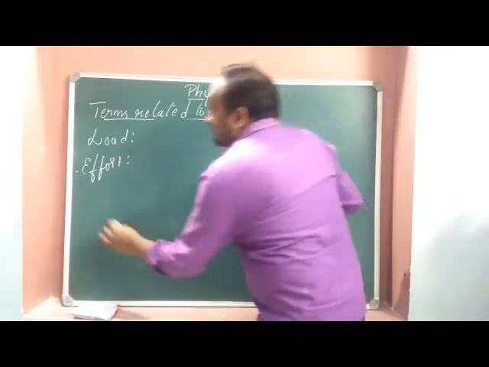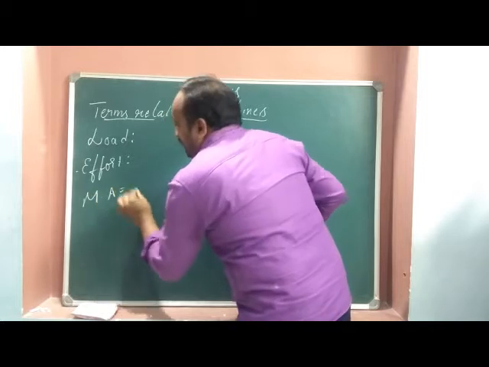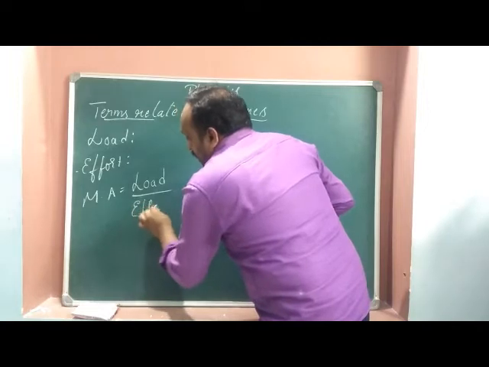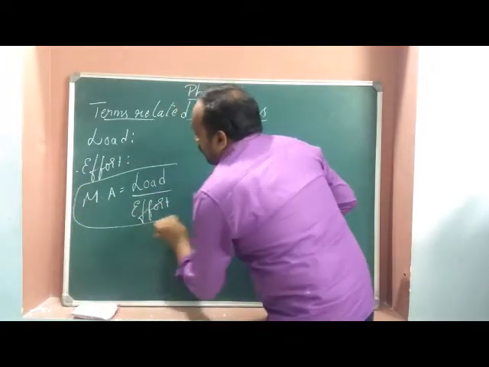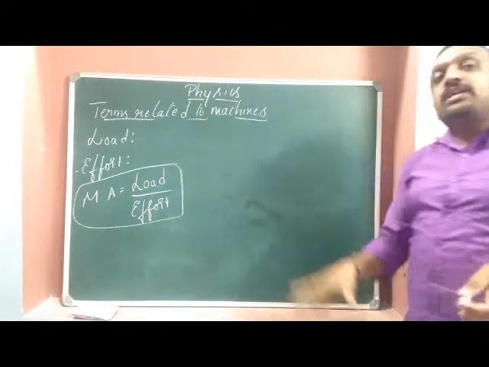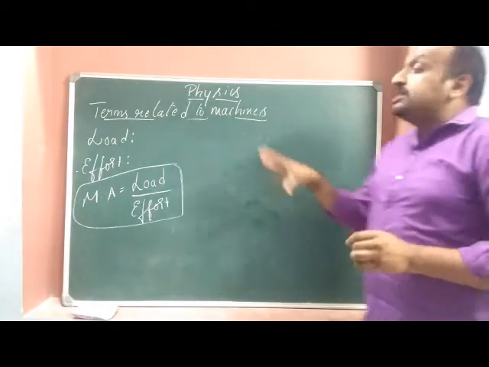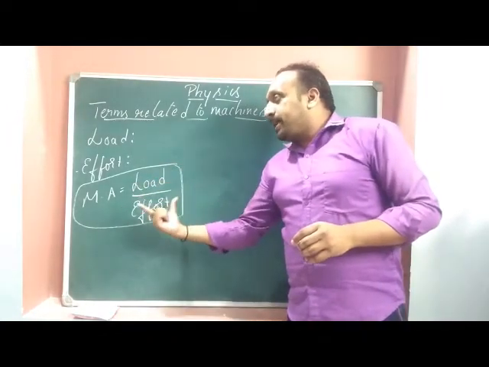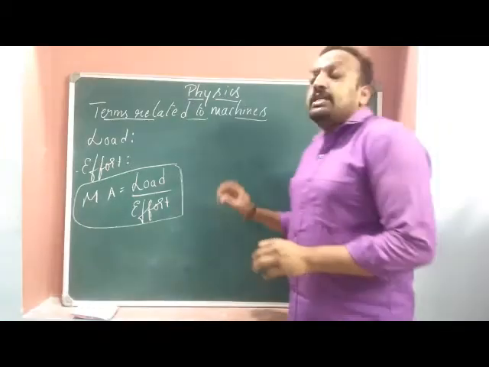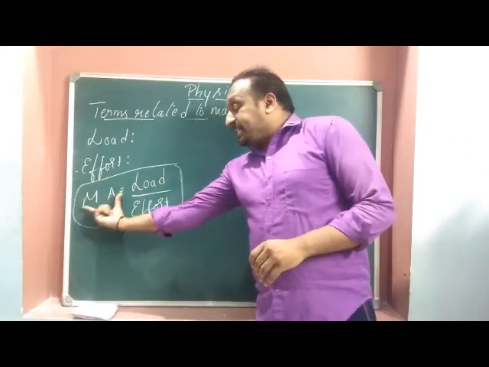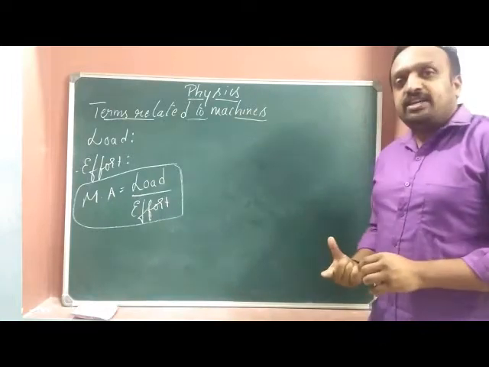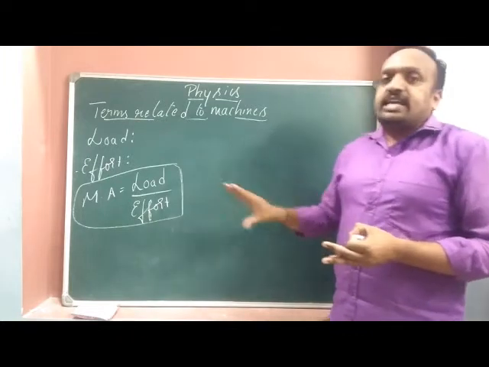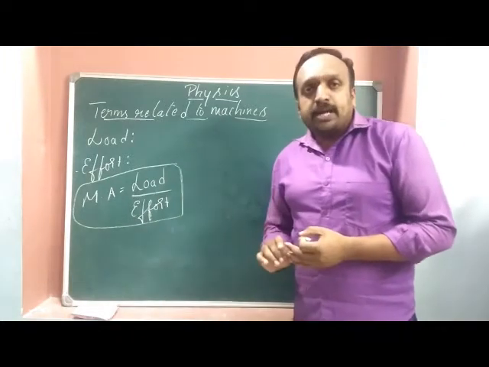The next is mechanical advantage. It is the ratio of load by effort. This is very important. So what is the mechanical advantage of a machine? The mechanical advantage of the machine is the load by effort. If the mechanical advantage is greater than 1, it acts as a force multiplier. If it is less than 1, it acts as a speed multiplier.